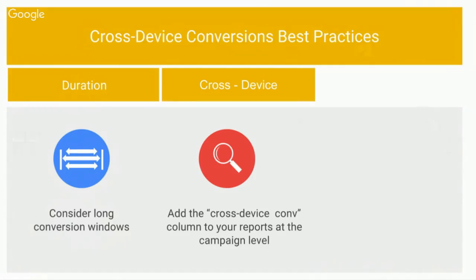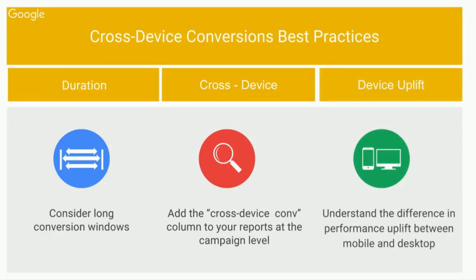Since we're so strict on statistical significance of our cross-device conversions reported, some campaigns may not see cross-device data at all. Next, you want to understand the difference in performance uplift between mobile and desktop. The uplift rate across your various devices will most likely vary. By being aware of these differences, you can adapt your strategy accordingly. For example, you can adjust your base bids according to your desktop uplift, and then adjust your mobile bid adjustments based on the performance differences compared to desktop.